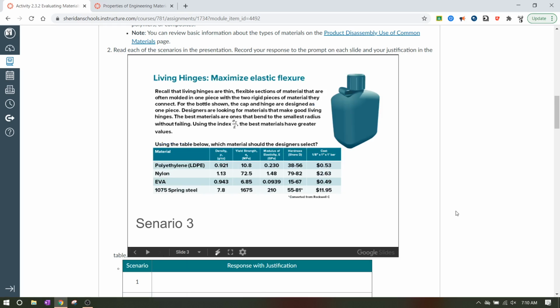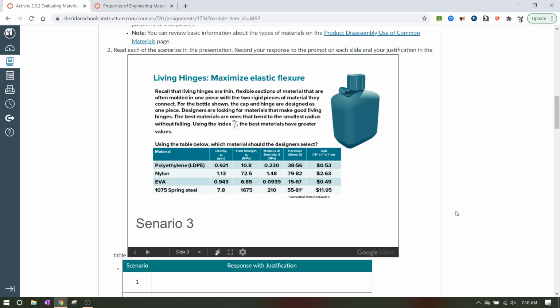And let's see the next one. Living hinges maximize elastic flexure. Recall that living hinges are thin, flexible sections of material that are often molded in one piece with two rigid pieces of material they connect. We did something similar whenever we designed a case for our earbuds, or designing a protective case, I think is what the lesson was called. We designed a specific type of box that would have this flexible section that you could just open and close. For the bottle shown, the cap and hinge are designed as one piece.